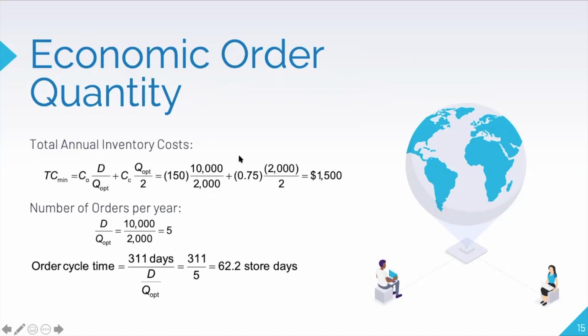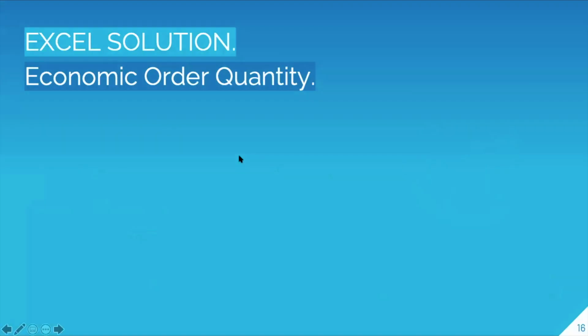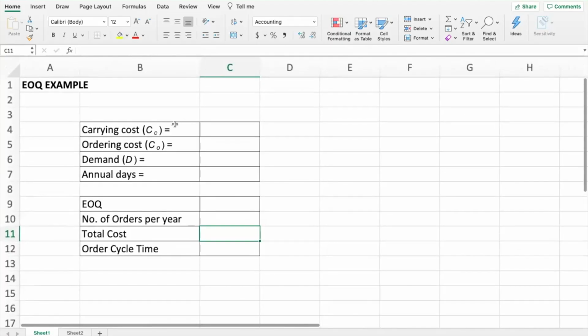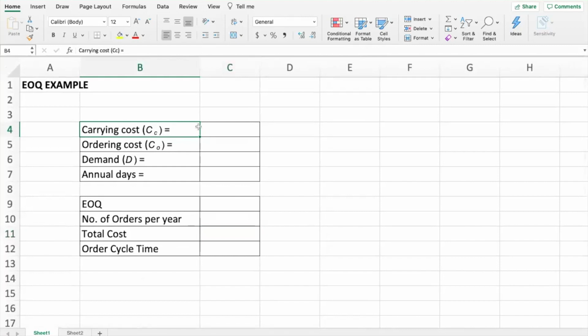So of course, these are all manually computed, but we will now discuss how to do it in Excel. So when you open your Excel, for example, we have this EOQ example. You just encode all the givens, which are carrying cost, ordering cost, the annual demand, the annual days, when you have removed the holidays and Sundays, depending on the company. And then below are our computations.